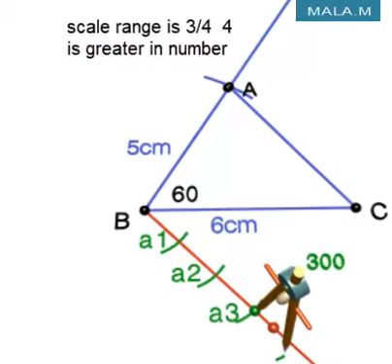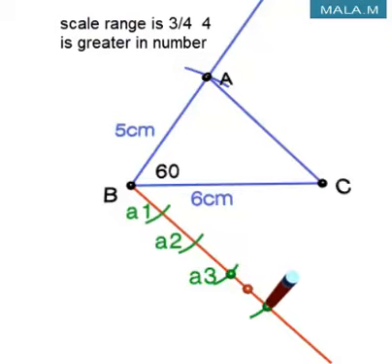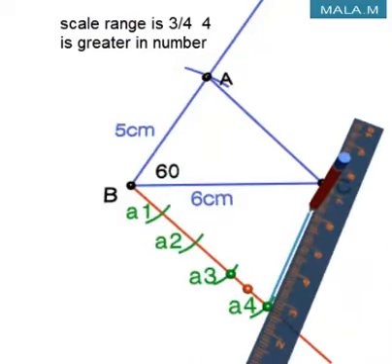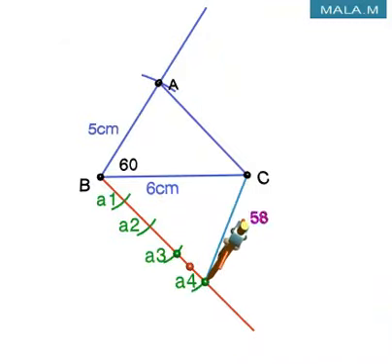Now see once again the scale factor 3 upon 4. Which is the denominator value? That is 4. So that's why you have to join the A4 point and the C point. You should join the denominator value first. Then construct an arc by keeping A4 as center with any measurement of the radius. Now with that same measurement, construct one more arc by keeping A3 as center.